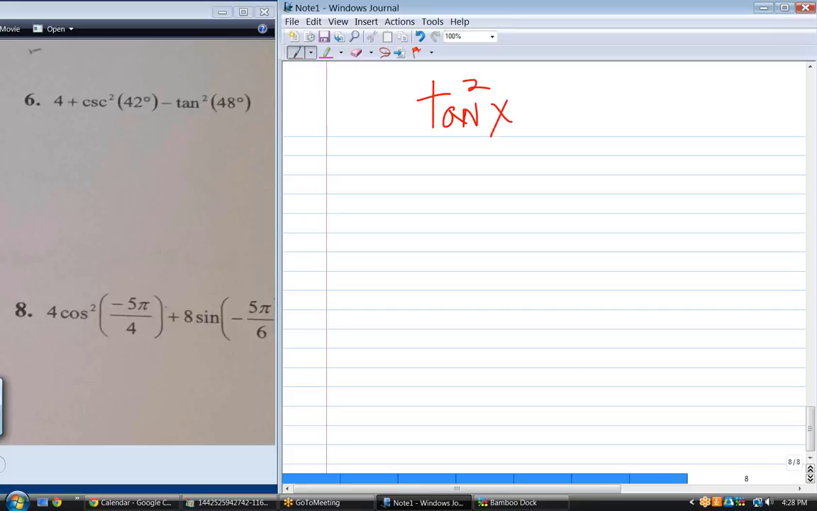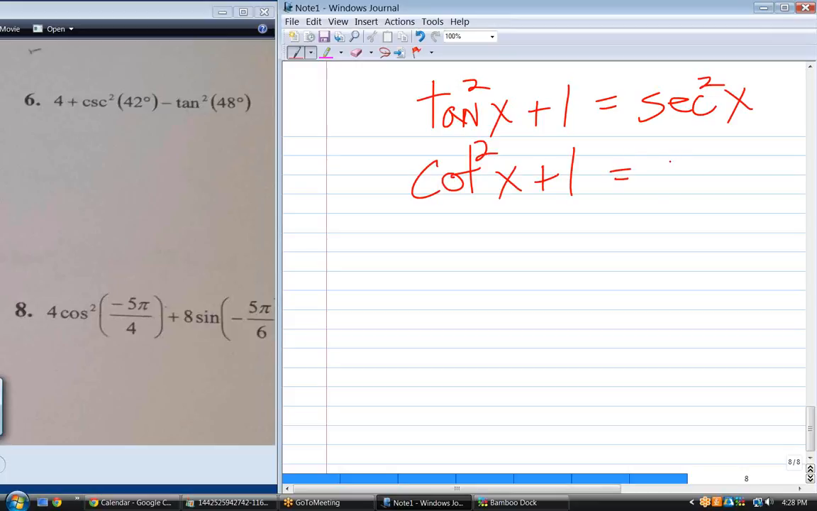Minus 1. Plus 1. Plus 1? Okay. Equal against squared. And the second one? And just cotangent. Is this one minus 1? No, this one's exactly the same.